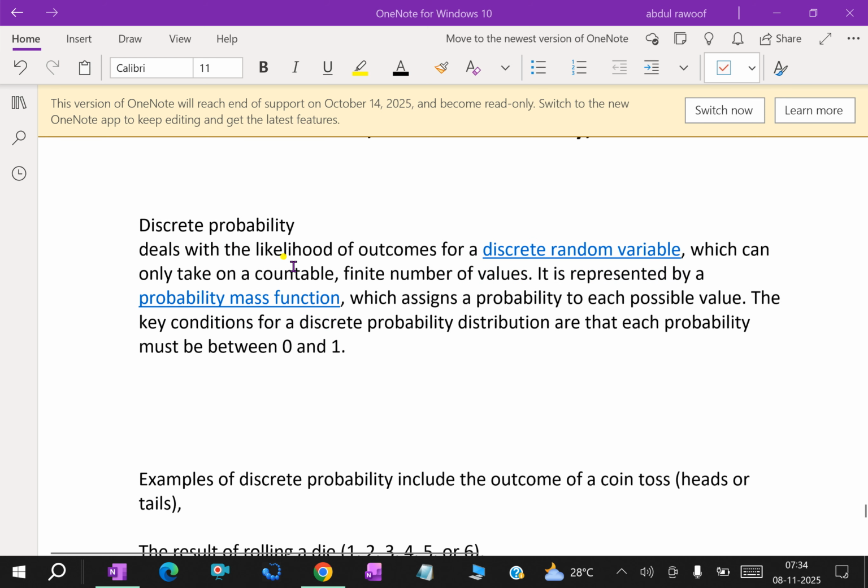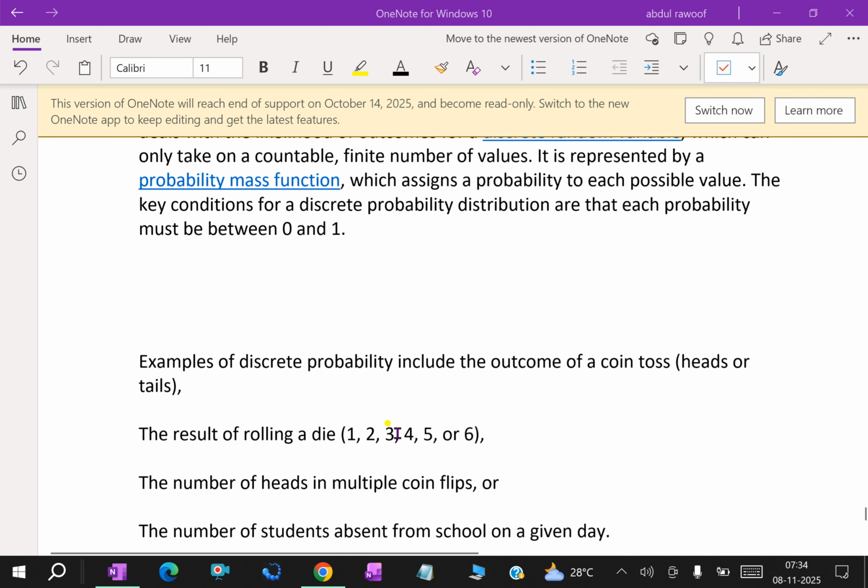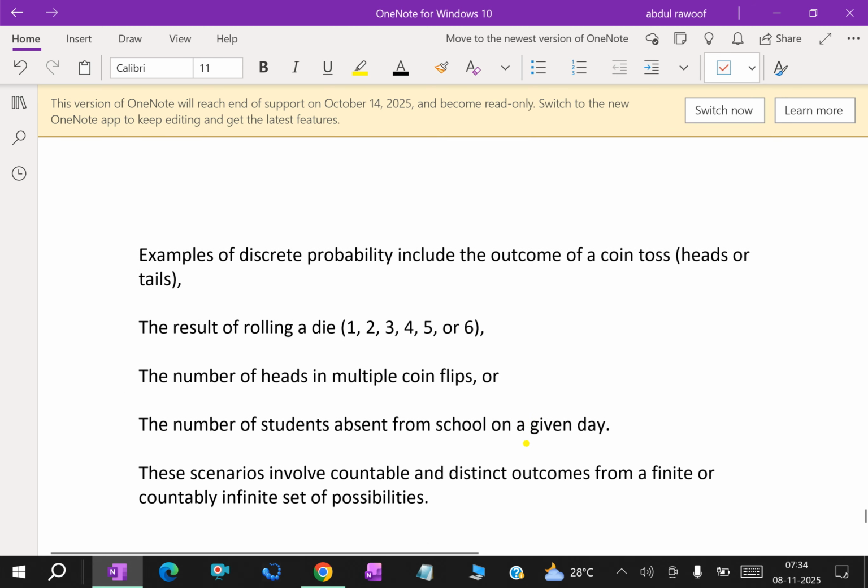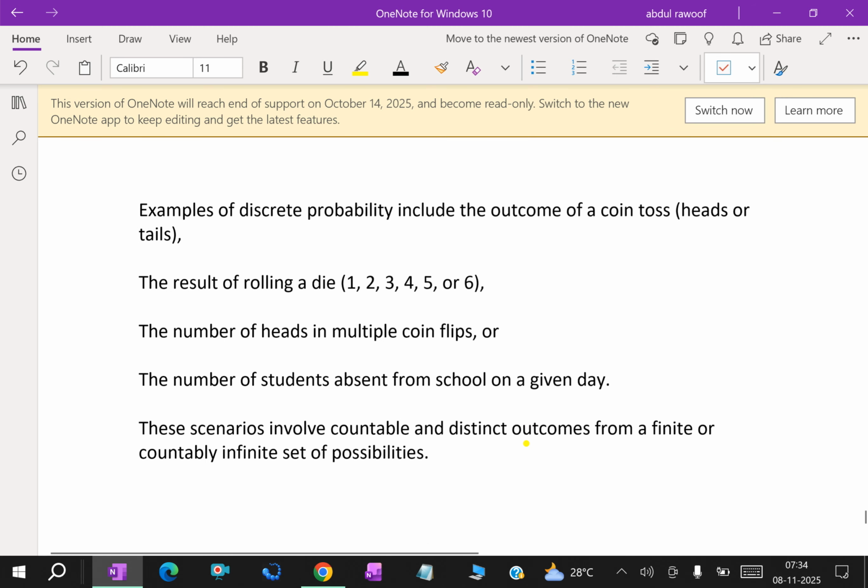Discrete probability deals with the likelihood of an outcome for a discrete random variable, which can only take on a countable, meaning finite, number of values. It is represented by the probability mass function, which assigns a probability to each possible value. The key condition for a discrete probability distribution is that each probability must be between 0 and 1, that is, 0 chance to 100% chance. Look at some examples of discrete probability, which include the outcomes of a coin toss, heads or tails.